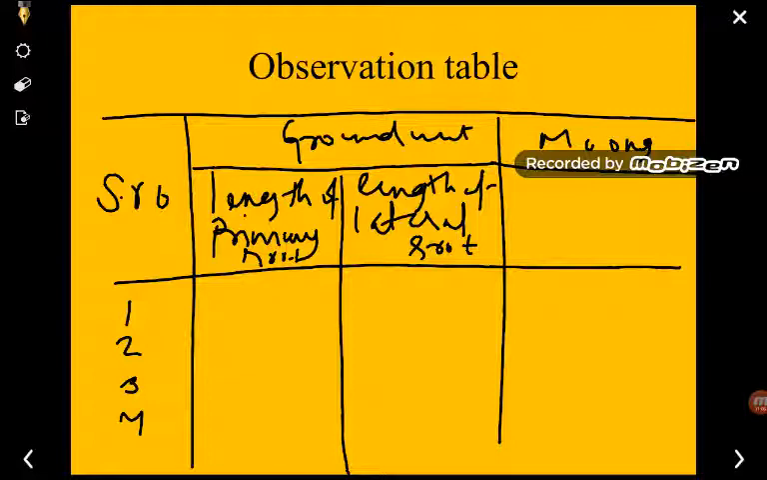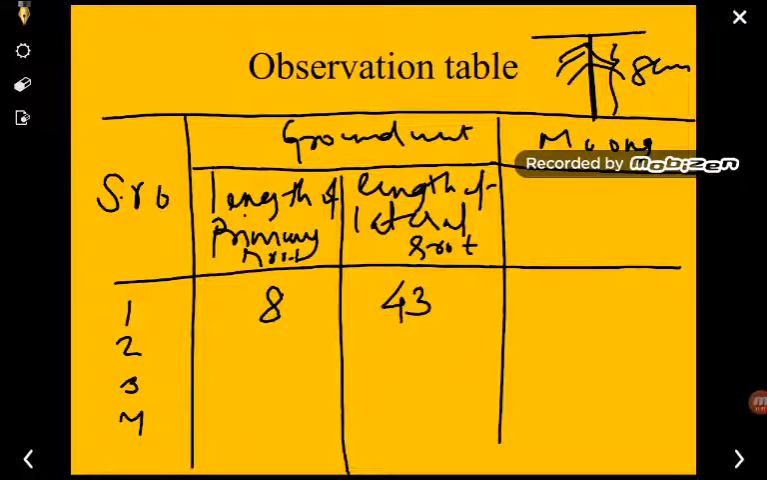So if we consider the length of the primary root to be 8 centimeters and the lateral roots to be 43, we are going to write it in this way. This is the primary root length, that is 8 centimeters, and these are the lateral roots. We are just going to count the number of lateral roots.